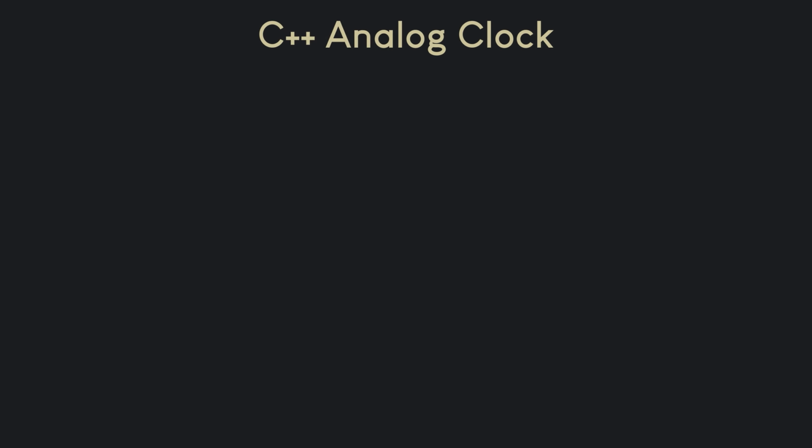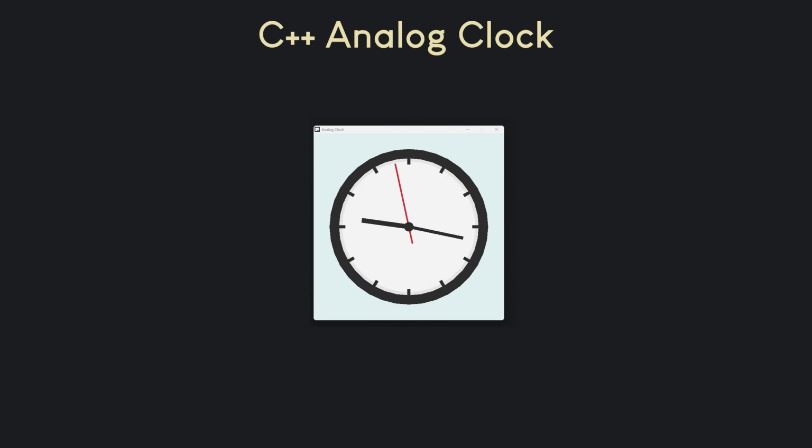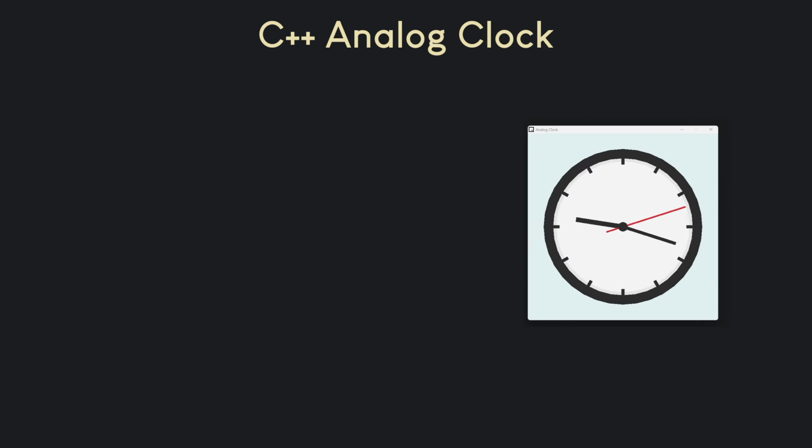Hello everyone, today we are building something really cool, a classic analog clock using C++ and raylib. This is a fantastic little project you can complete in a single evening, and it is perfect for learning some key C++ and raylib concepts while creating something practical and fun.